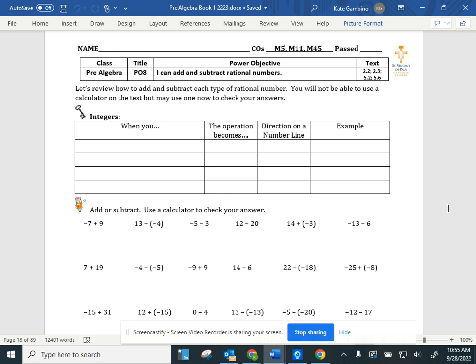We are continuing with our Unit 2 that we started yesterday. We have another PO right away. We had PO7 yesterday, PO8 today. Power objectives. We need to make sure we understand how these are working.